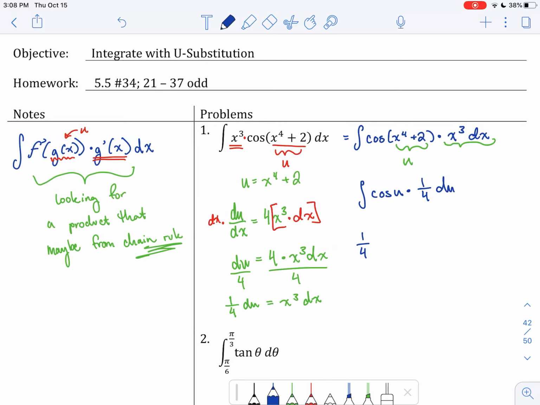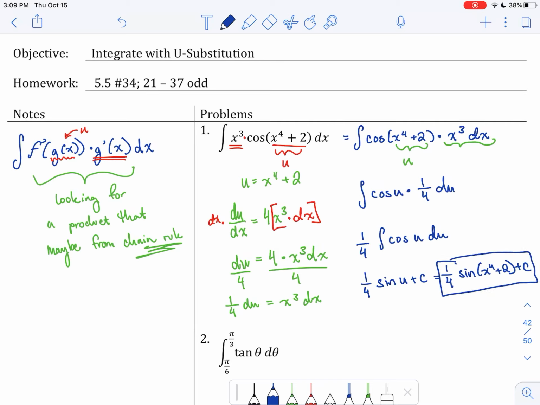I'm going to bring the constant multiplier out. This is the integral of cosine of u du. The variables match, which is how you can tell that we're ready to integrate. The integral of cosine is sine. So I have 1/4 sine of u. Don't forget your plus c. And now, since this isn't an evaluate problem, we're going to plug that right back in. And we have 1/4 sine of x to the 4th plus 2 plus c as our final answer here.